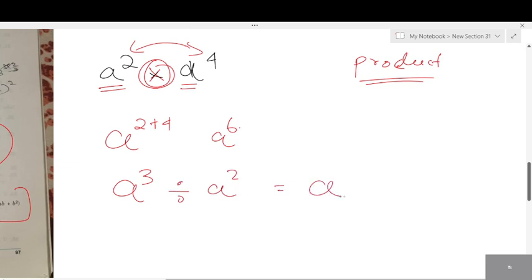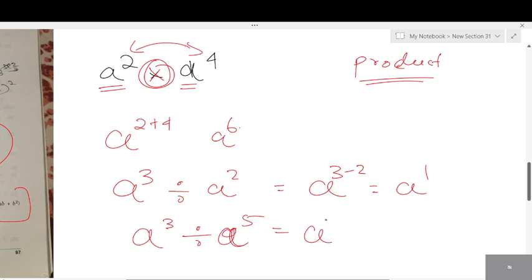When you divide, what do you have to do? Subtract. So what's the answer? A. Just A. What if I write a to the power of 3 divided by a to the power of 5? This is a very important concept. What should I subtract? Tell me.